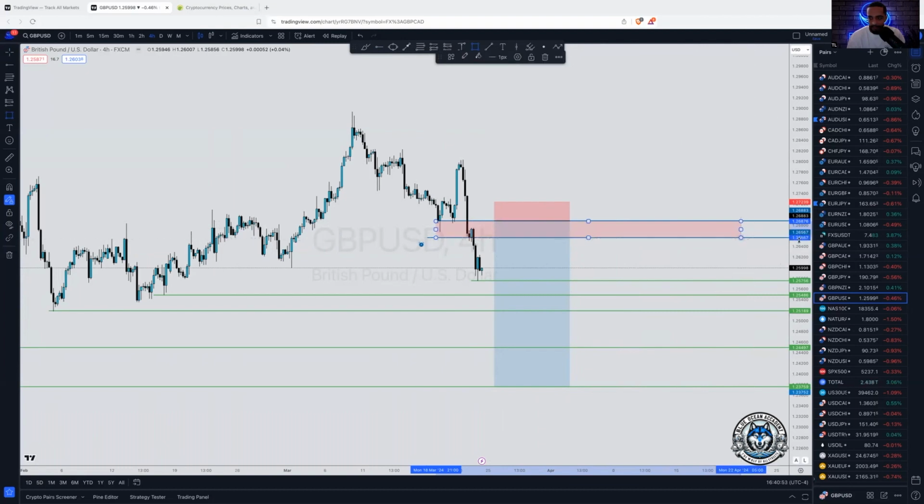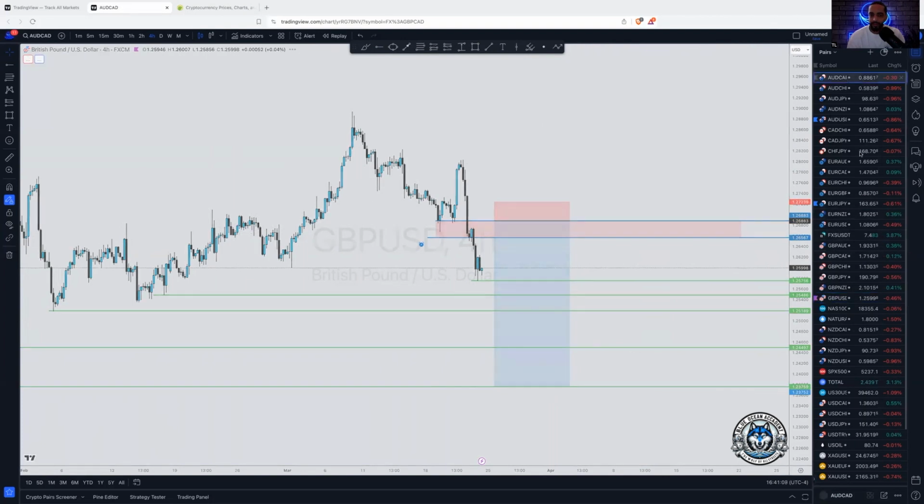Okay, from the 1.2656 area to the 1.268 area. Anywhere in between here, I'll be looking for shorts. All right, that's what I see on GBP USD. I'm gonna keep this purple, letting me know that I'll be taking a look at it throughout the week.